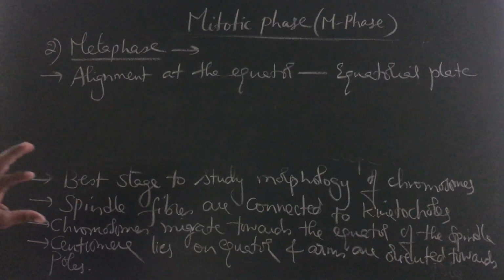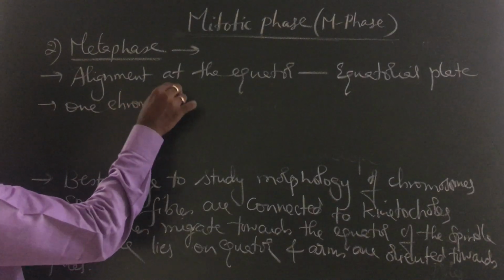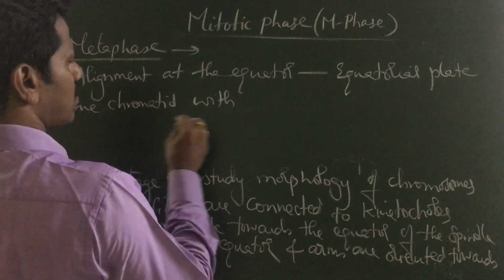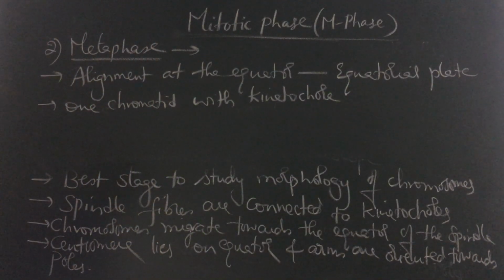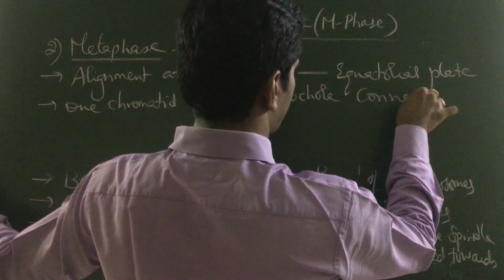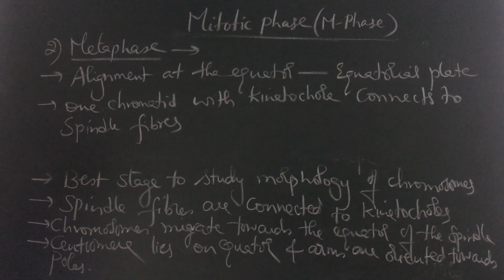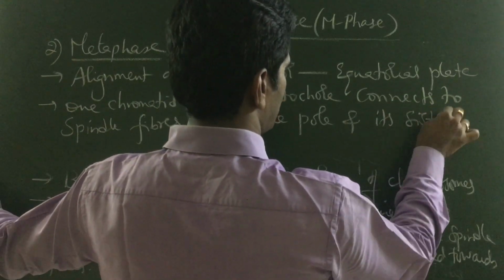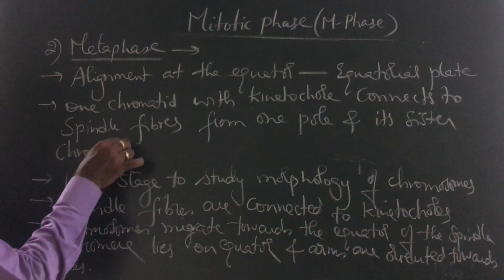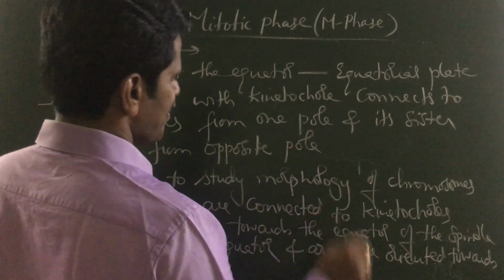One chromatid with a kinetochore connects to spindle fibers from one pole, and its sister chromatid from the opposite pole. So what is this?